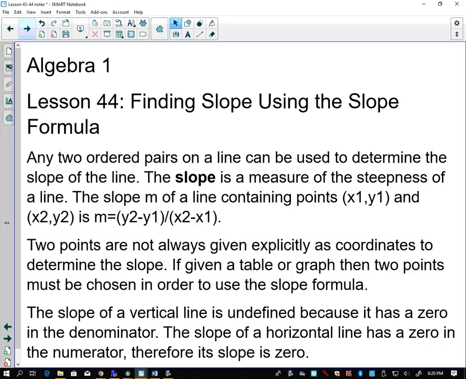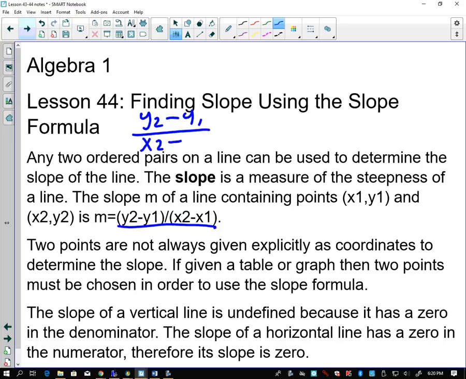We're also going to cover lesson 44 today, which is finding slope using the slope formula. Now, it's listed here, but I'll write it up here so it's a little easier to see. y sub 2 minus y sub 1 over x sub 2 minus x sub 1. It's the same thing as y sub 1 minus y sub 2 over x sub 1 minus x sub 2.